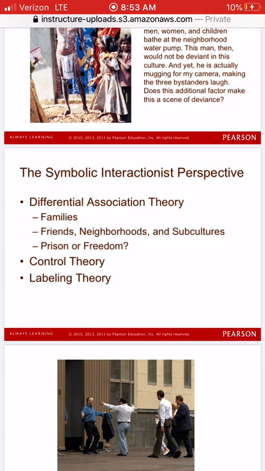Now, understand that symbolic interactionists view this through a very interesting lens. Let's take the first theory, differential association theory. This was created by Edward Sutherland to indicate that those who associate with particular groups tend to orient themselves toward deviant activities. Maybe they learn an excess of definitions of deviance, and are more likely to participate in certain types of activities. Think about that.